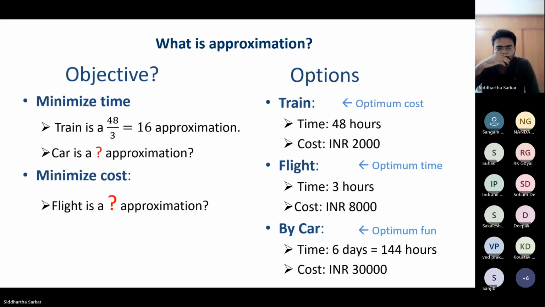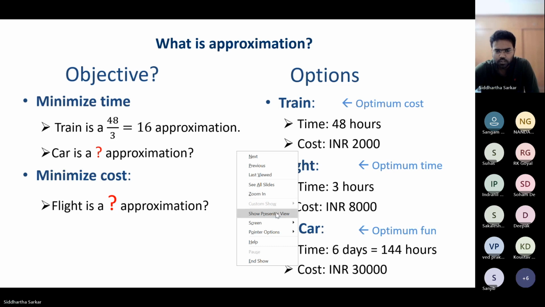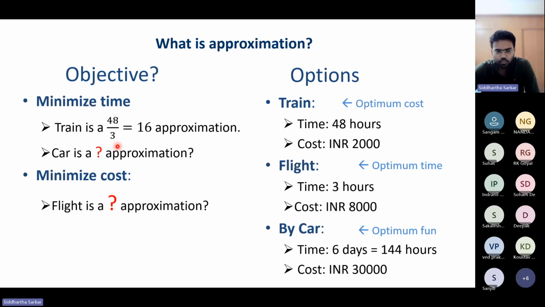So if my objective is to minimize time, let's take a pointer. If I want to minimize time, but I still take the train, okay? I want to minimize time, but maybe I don't even have 8,000 rupees. So that is a constraint. Because I don't have 8,000 rupees, there is no way I can take the flight. But my objective is still minimizing time. Okay. Then I will say that, okay, I'm going to take 48 hours.